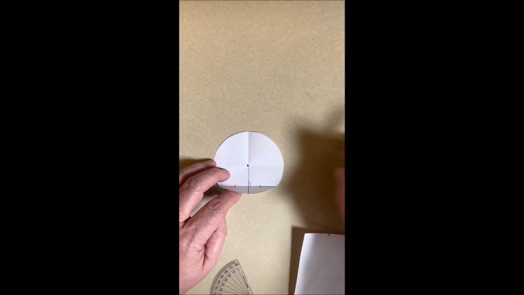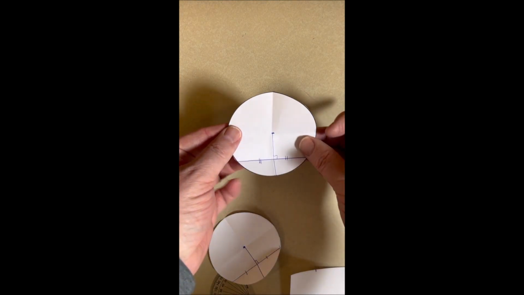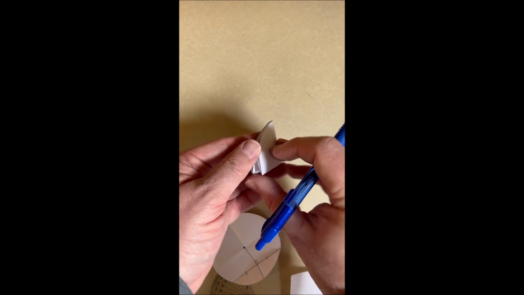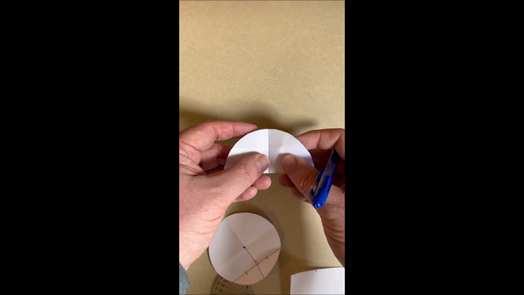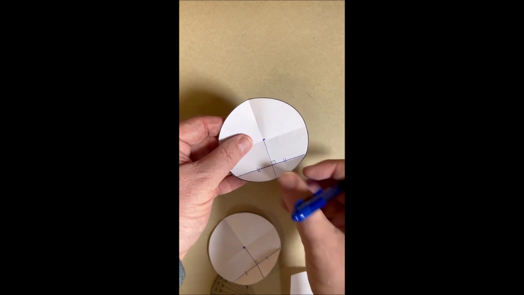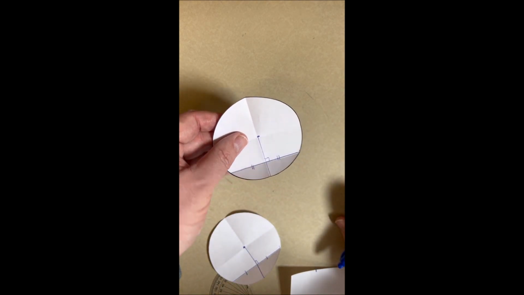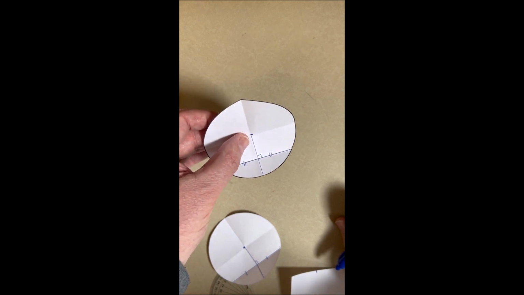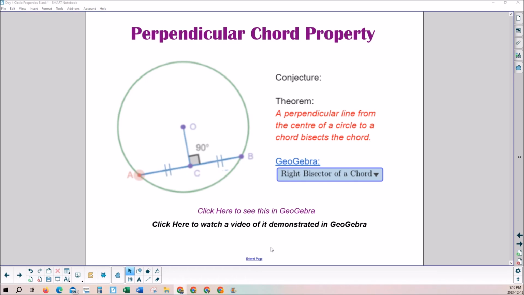So I was just really rushed, but here's the completed one with all the 1, 2, 3, 4 folds. Draw your line and your line, line it up, draw that chord, and check that the 2 bisectors, or that this is in fact a perpendicular bisector. So what we just constructed with that folding property is called the perpendicular chord property.